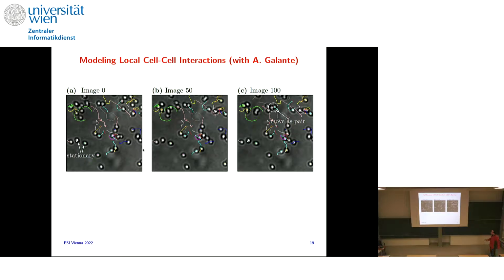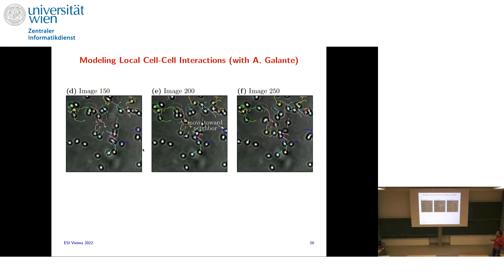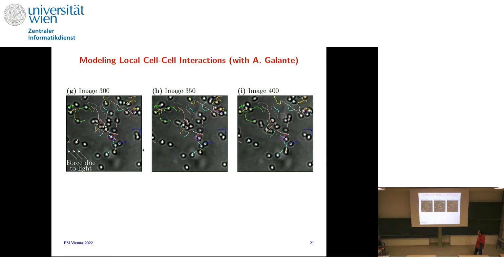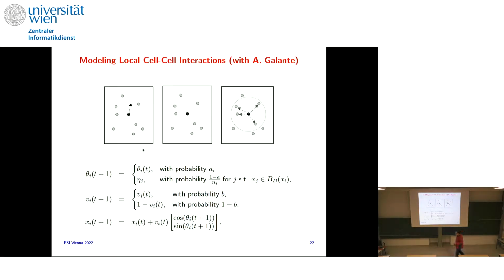If you pay attention to them very carefully, you see all sorts of things. For example, there are particles that just don't move. Then there are particles that move as pairs. Then there are particles, and that is the interesting one, that move towards neighbors. And on top of it, of course, there's forcing in the direction of the light. So we sit down and say, how do we get a model that describes exactly what these particles are doing? So this is it. Here's what's happening here.